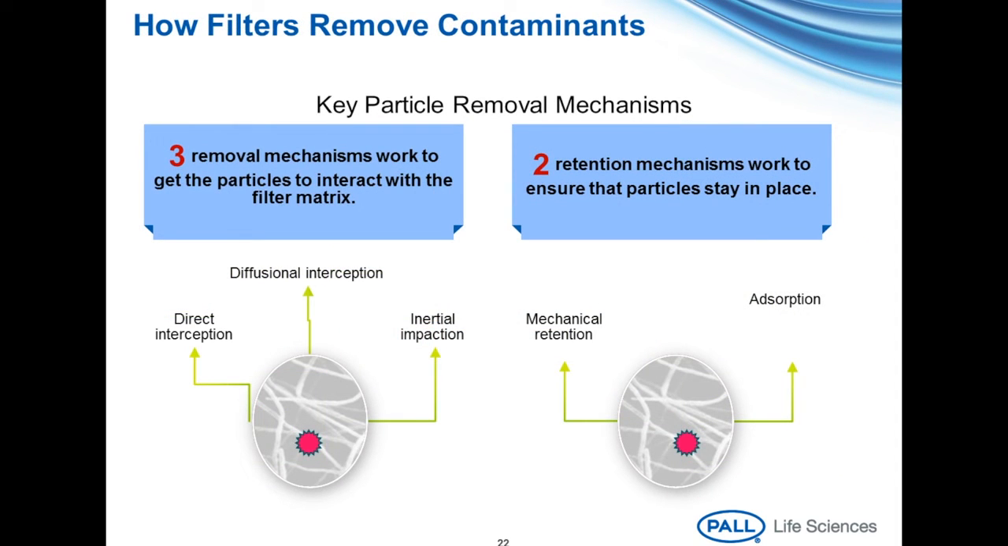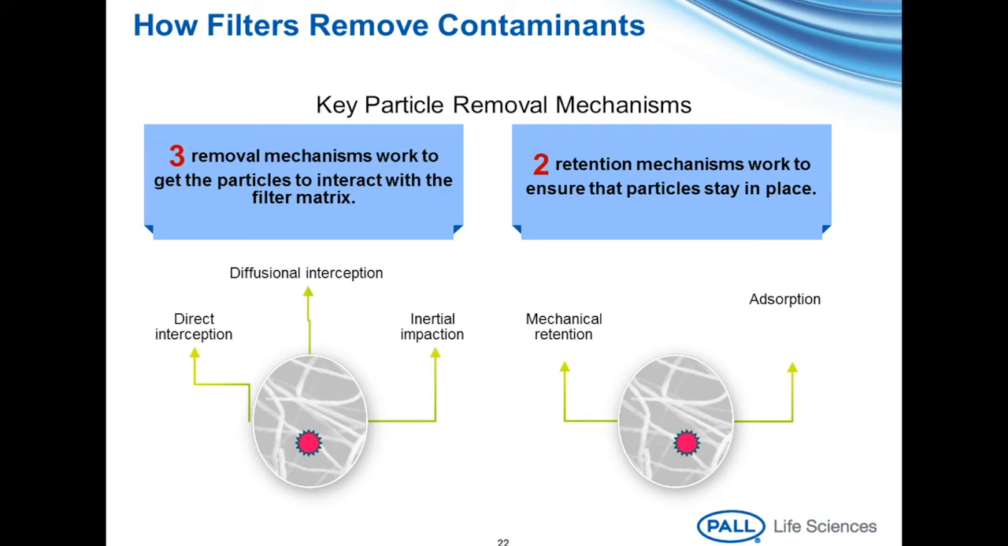There are three removal mechanisms that work to get particles to interact with the filter matrix. The first is through direct interception. Direct interception is the removal of a contaminant or particle via physical size. If contaminants or particles are too large to pass through the filtration matrix, they are retained in or on the matrix. The second removal mechanism is through diffusional interception.